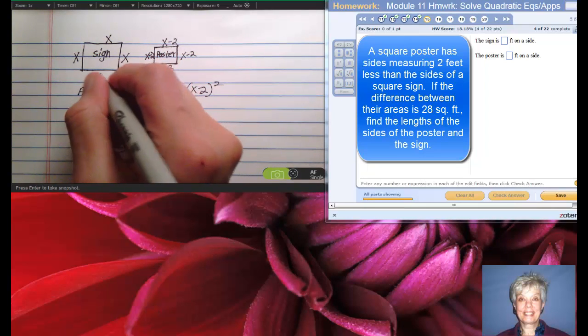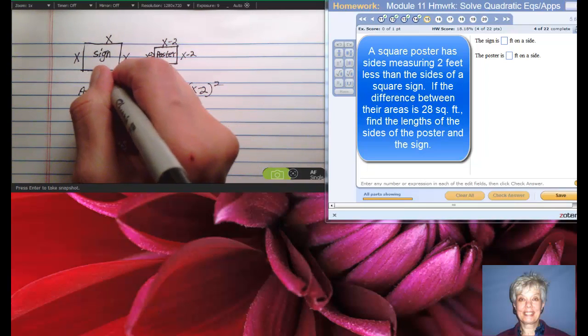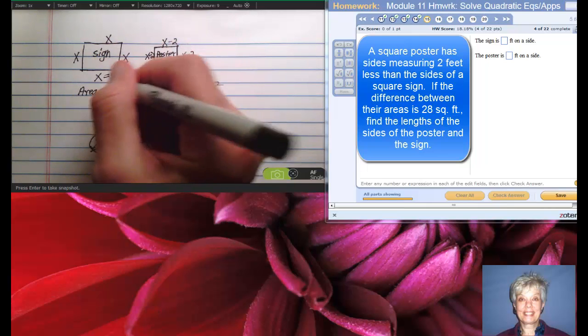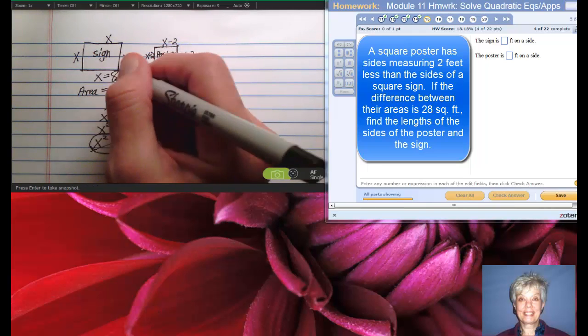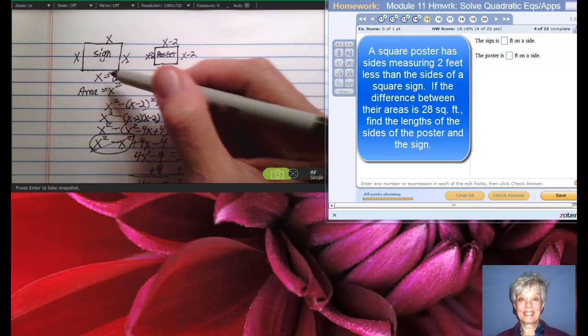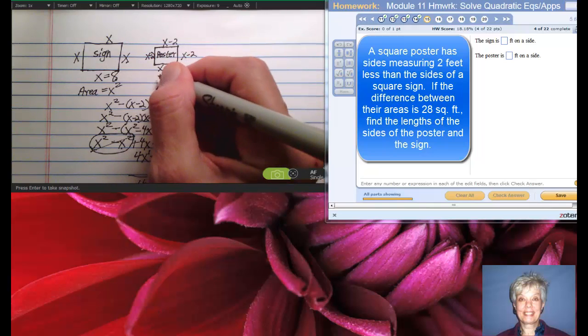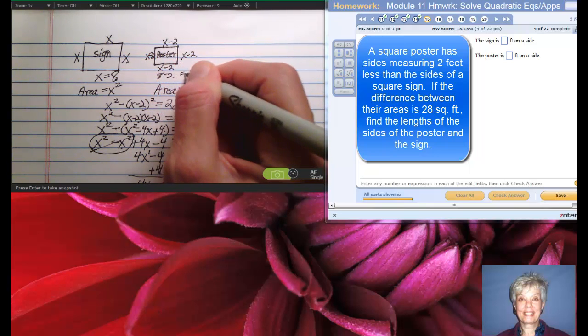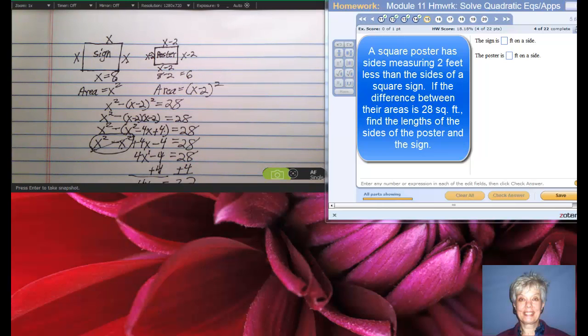So, the length of the sides of the poster, each one of these is 8. A square always is the same measure on each side. Okay? So x is 8, and over here 8 minus 2 is going to equal 6. So the sign is 8 feet on a side, and the poster is 6 feet on a side. Good.